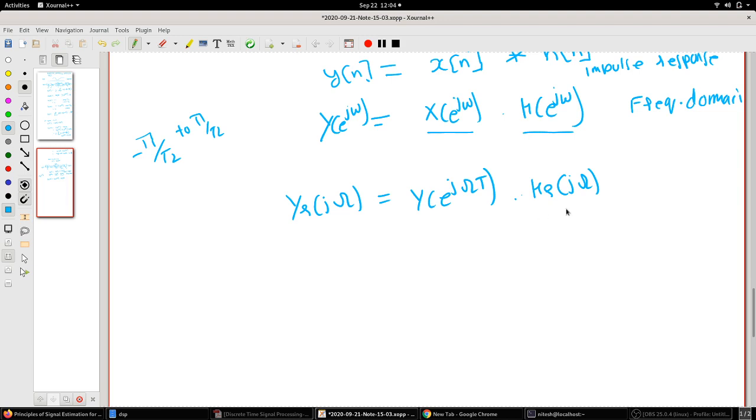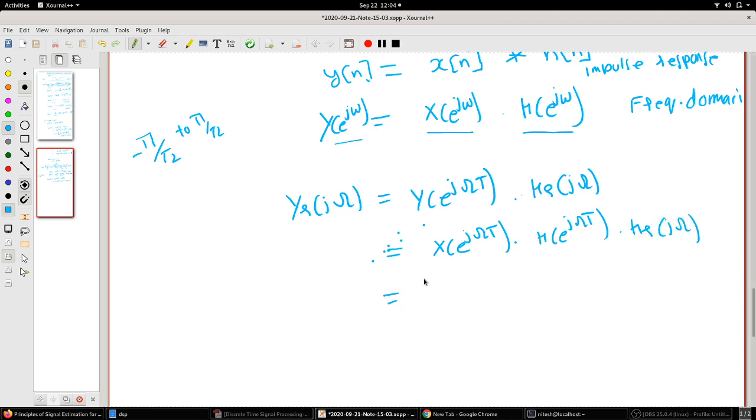So Y of e raised to j omega T into H_r of j omega, this is what you have. Y of e raised to j omega T will be equal to X of e raised to j omega T into H of e raised to j omega T into H_r of j omega, basically substituting this value into this.